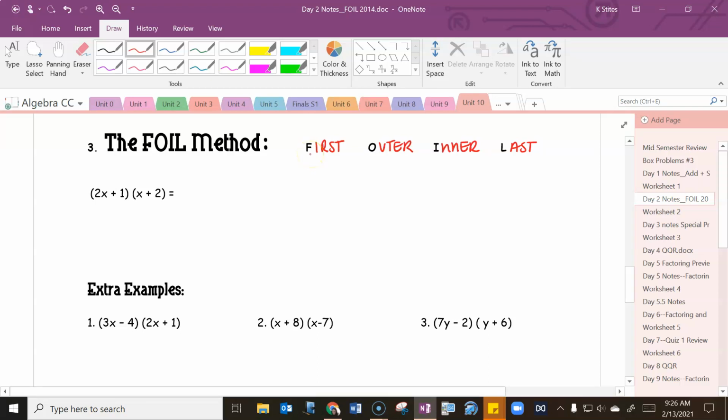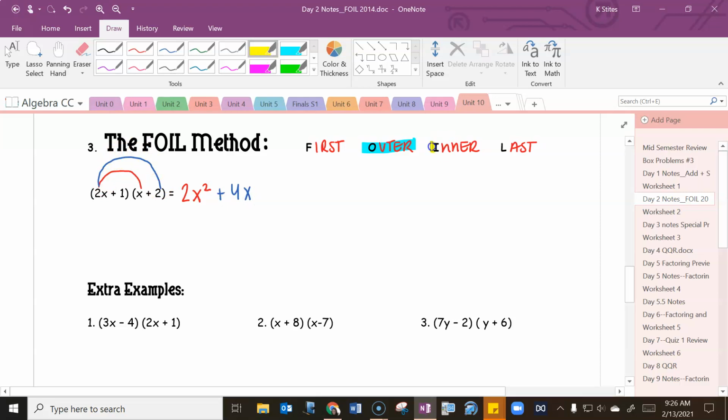So the first thing we do is the F. We multiply our first terms in each parentheses. 2x and x are my first terms, and I multiply them. 2x times x is 2x squared. Okay, now I'm going to do outer. Outer are the ones farthest on the outside. 2x and 2. And again, you're multiplying them. 2x times 2 is 4x.